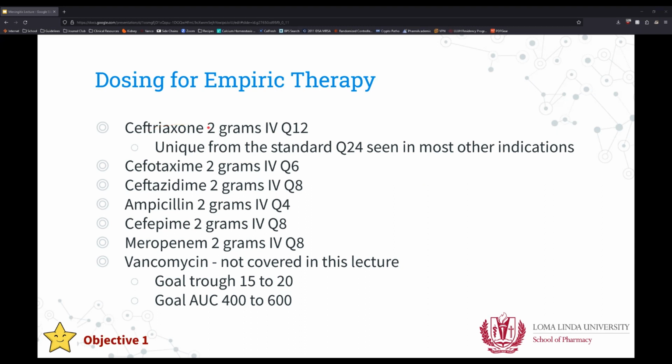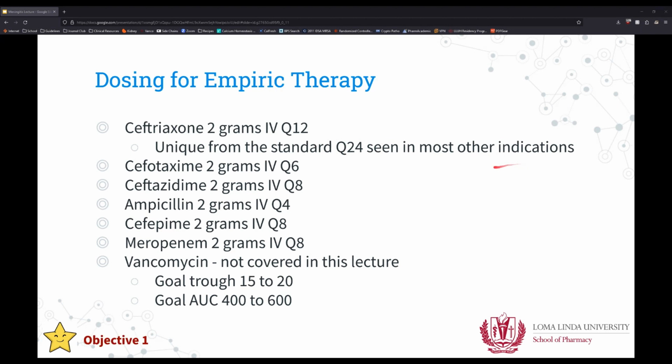And this is distinct from what we normally see in a lot of other scenarios where it's almost always seen as every 24 hours. So when you see it as Q12, then it's likely for meningitis, sometimes also endocarditis. But otherwise, you're usually going to see every 24 hours in most other indications.